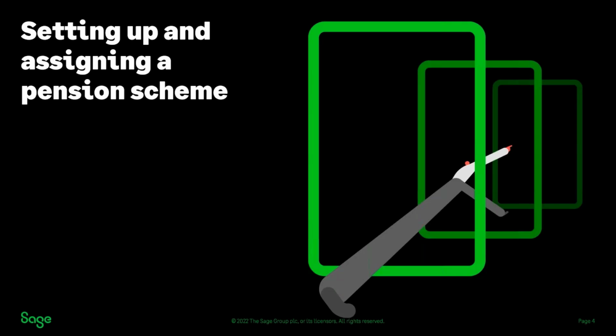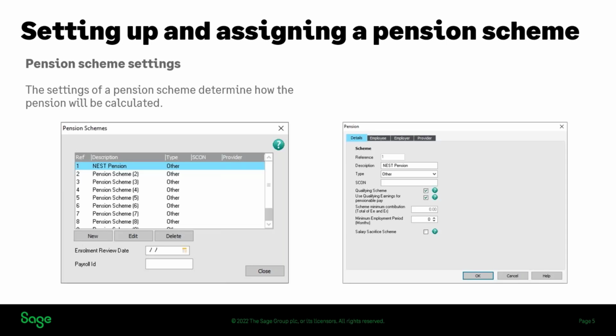So, setting up and assigning a pension scheme. The pension scheme settings are where you would go ahead and set up those pension schemes. The settings of this pension scheme are going to determine as well how the pension will be calculated, which of course will become very important later in the session. So it'll be good to take note.